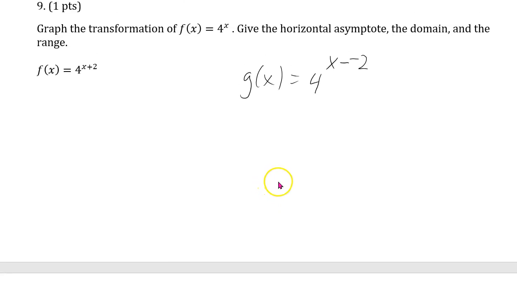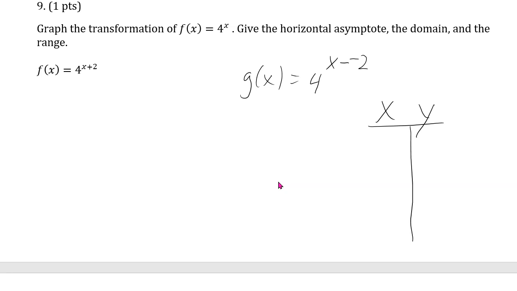We can always use some points, though, to verify that it did. All right, remember, when you're adding and subtracting inside the exponential next to the x, that shifts it left or right, but opposite the direction you think it should go. Since it's a plus, you might think it goes right, but actually it goes left. And that's because the formula has a subtraction symbol in it. It's really x minus a negative 2. The negative 2 moves it left.